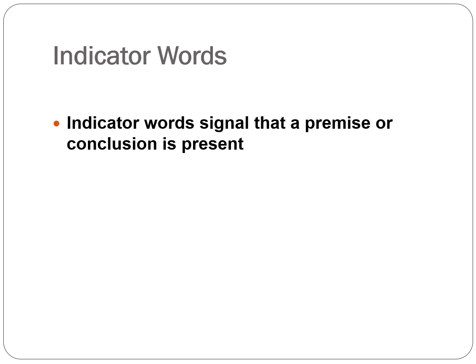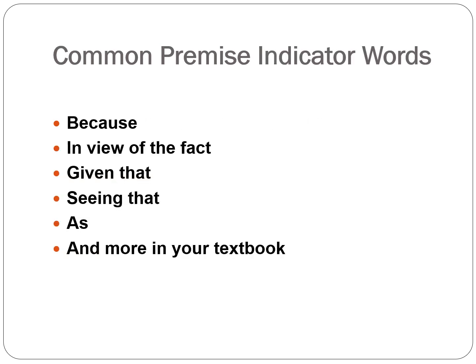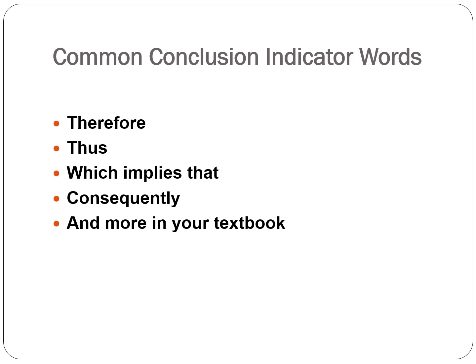How do we know when a premise is present? Well, indicator words signal that a premise or conclusion is present. Common premise indicator words include because, in view of the fact, given that, seeing that, as, and there are more in your textbook. Common conclusion indicator words are therefore, thus, which implies that, consequently, and more in your textbook.